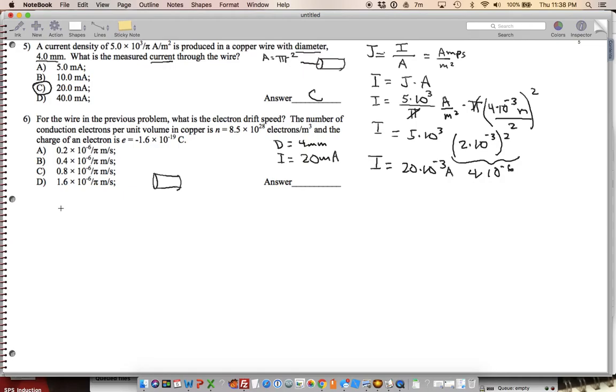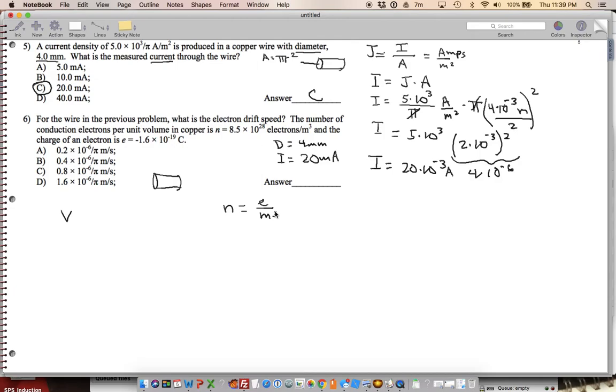So what electron drift speed really means is V for velocity, and I don't care what direction it is. So speed, I'm not going to give it a direction. One of the things it's telling me is N is the electrons per meter cubed. So that's going to be E over meters cubed. And so that's a volume.